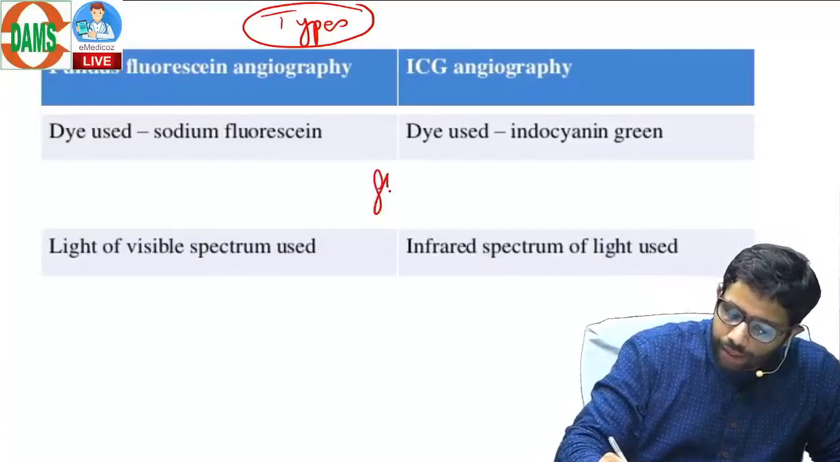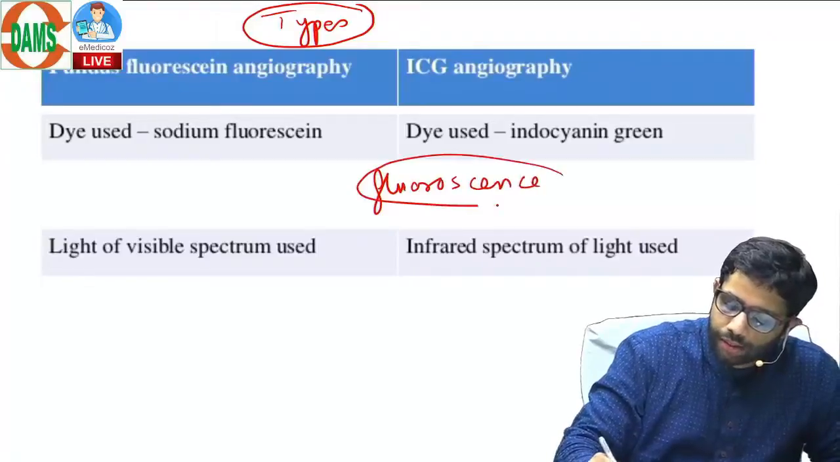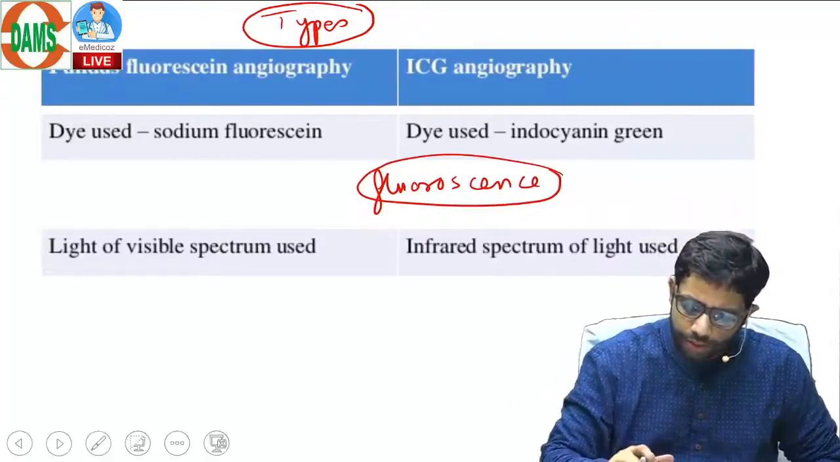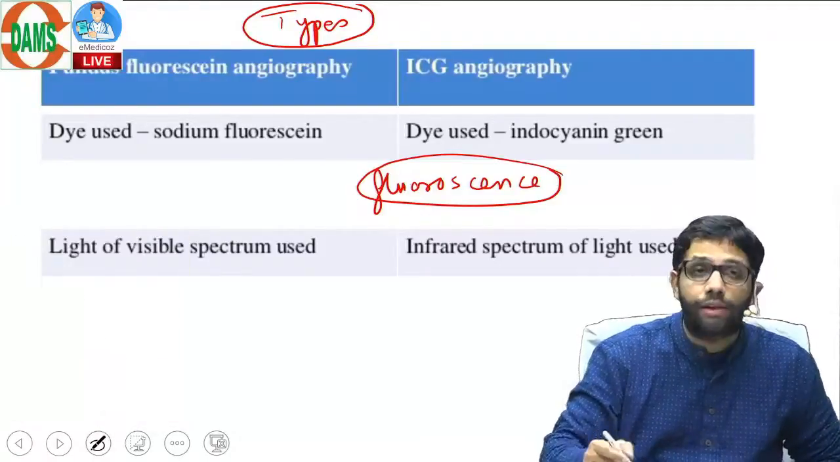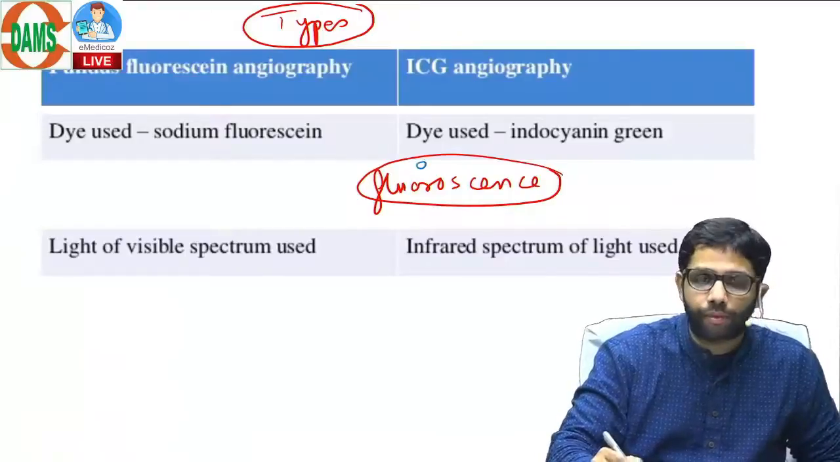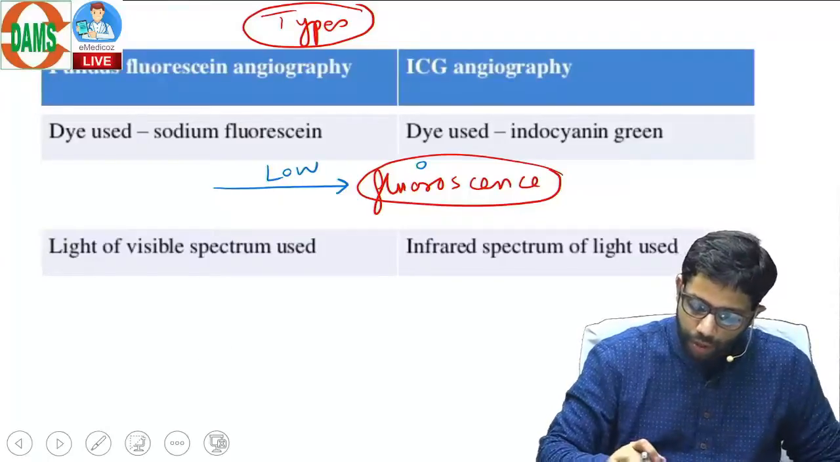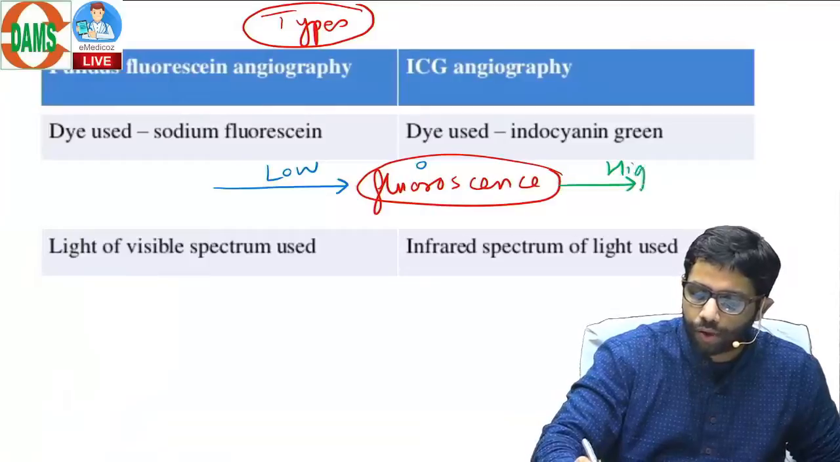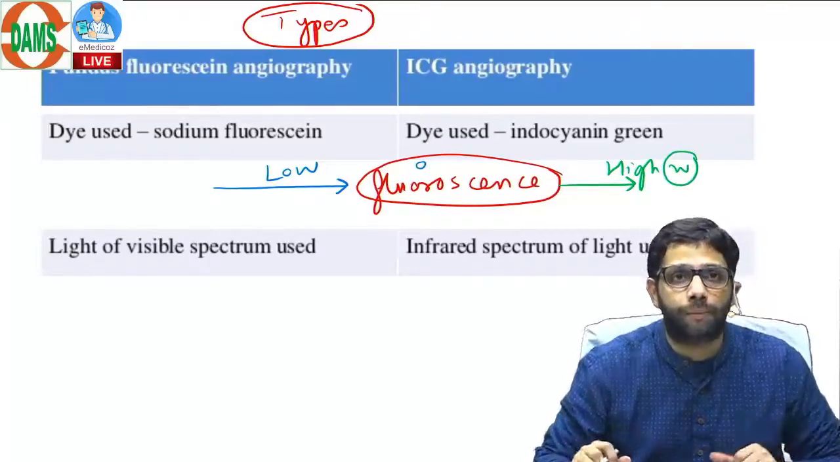Because they have a property of fluorescence. Now this is the important property on which the angiography is based. What is fluorescence? Fluorescence is a property of an object. If this is an object, the incoming light is of low wavelength, while the outgoing light which is coming out of the object is of high wavelength. That becomes a fluorescence property.